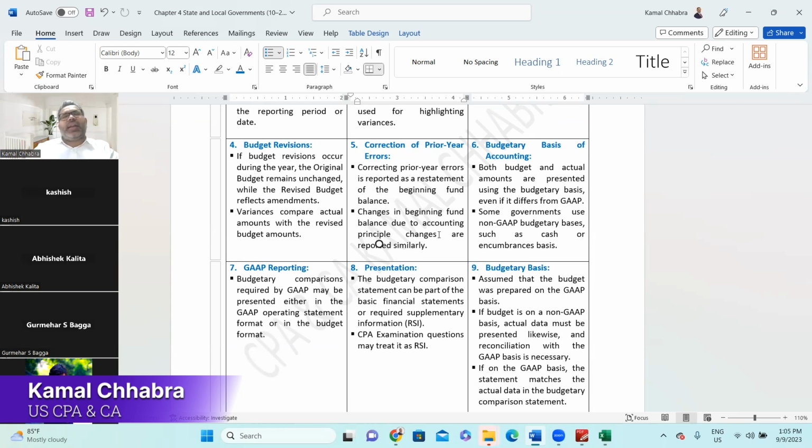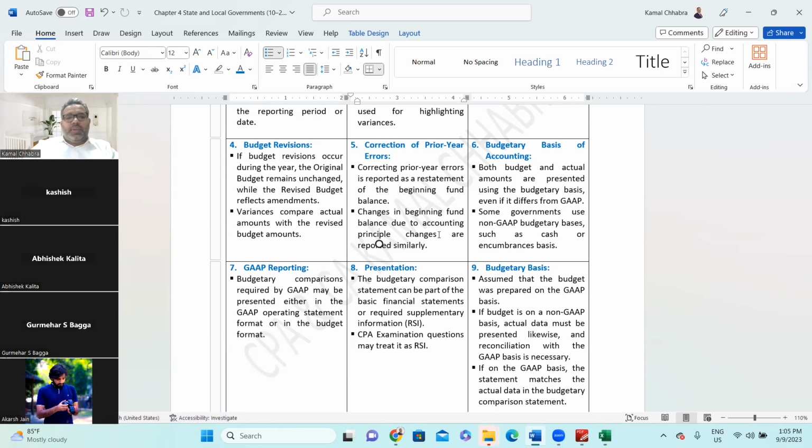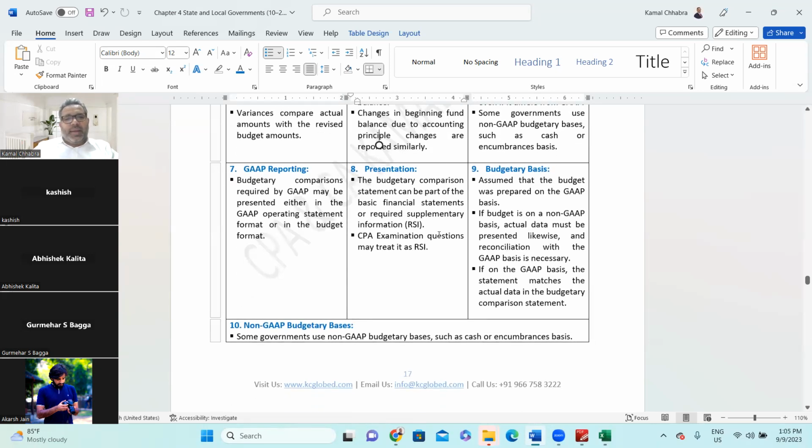If it is in line with GAAP, then it is good and easy to understand, but it is not mandatory to follow GAAP for budgetary reporting purposes, right? Both budget and actual amounts are presented using budgetary basis, even if it is different from GAAP. And some governments use a non-GAAP budgetary basis, such as cash basis or encumbrance basis, right? Seventh one is GAAP reporting. The budgetary comparison required by GAAP may be presented either in the GAAP operating statement format or in a budget format. So it's not mandatory to follow only GAAP. It's recommendatory, or optional, I would say, right?